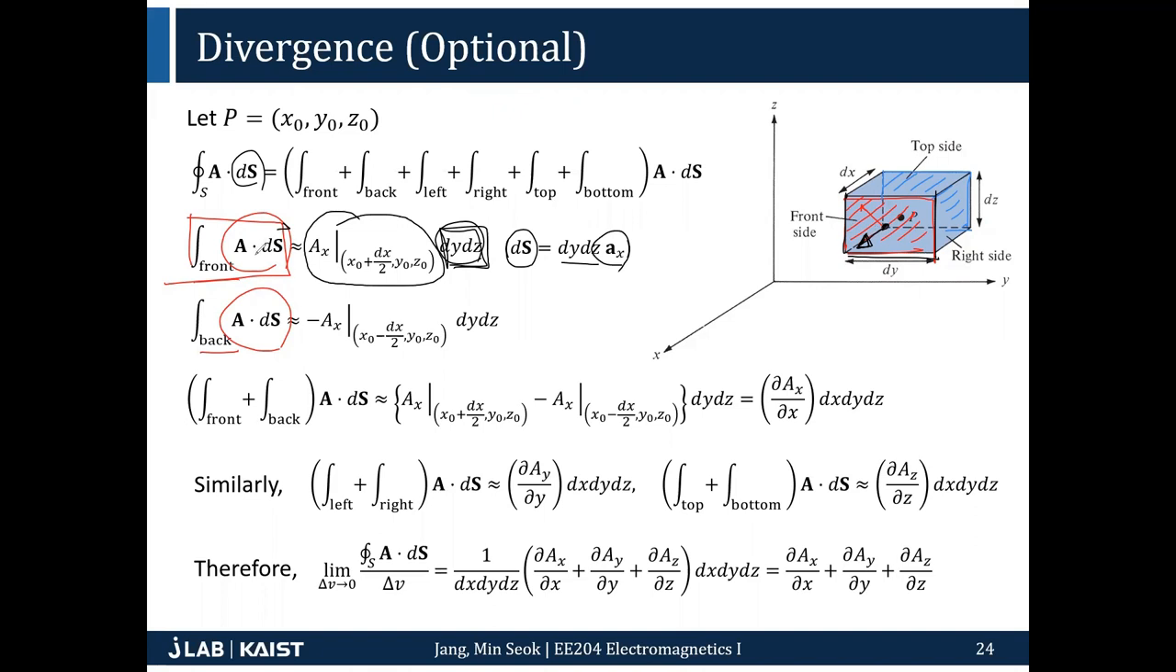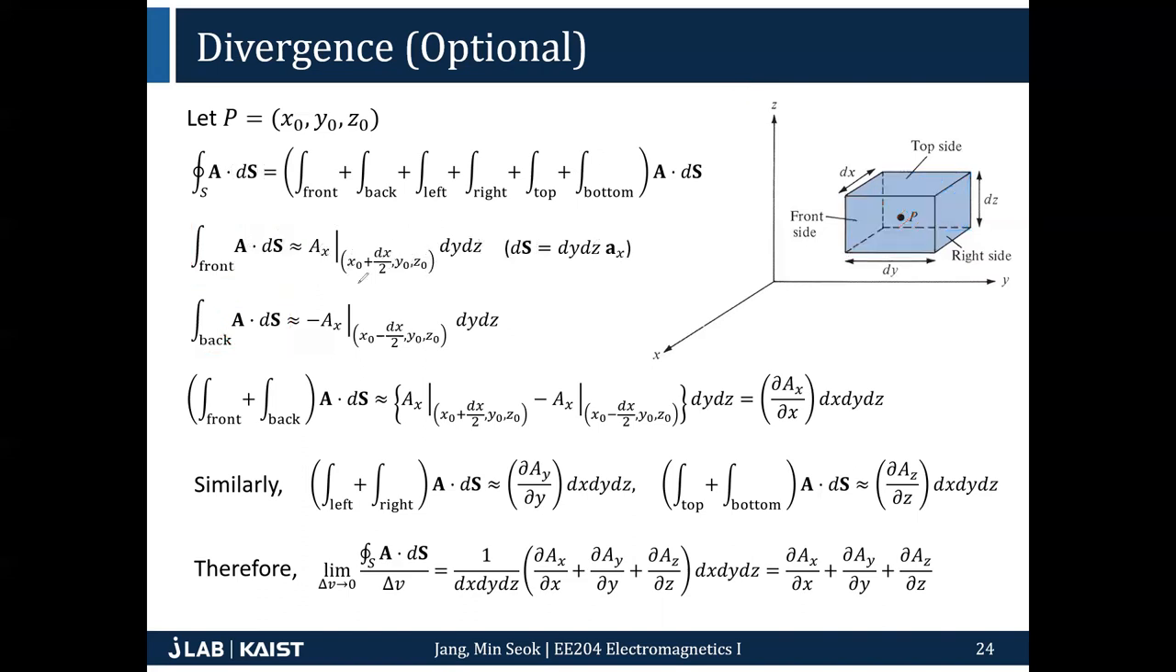And because you have a dot product, and your surface is normal to the x direction, you don't need to worry about components other than x, right? All you need to keep is the x component of the vector A. So A_x evaluated at this point, okay? So y0, z0, and x0 plus dx divided by 2. Can everyone understand why you have x0 plus dx divided by 2? Why is this term added?